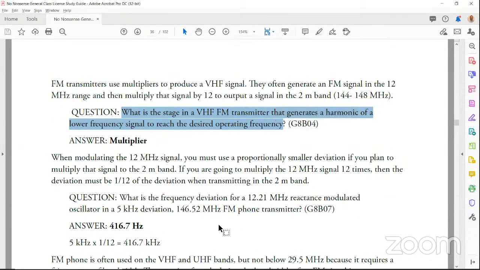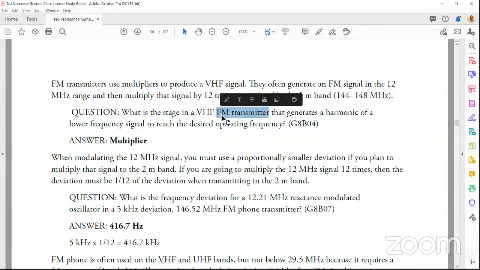All right, next question. What is the stage in a VHF FM transmitter that generates a harmonic of a low frequency signal to reach the desired operating frequency? Okay, another complicated sounding question, but let's dissect it and pick out the words that will trigger the answer we're looking for. It says, what is the stage? So it's a stage. Is it a mixer stage? Is it an IF stage? Is it a multiplier stage? And so on.